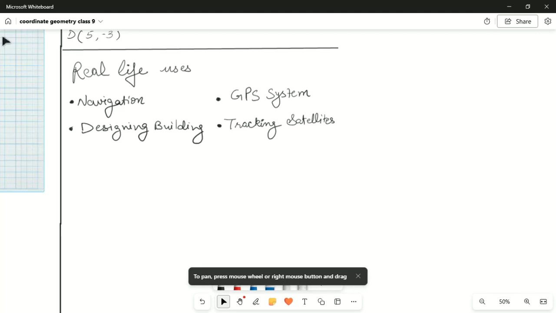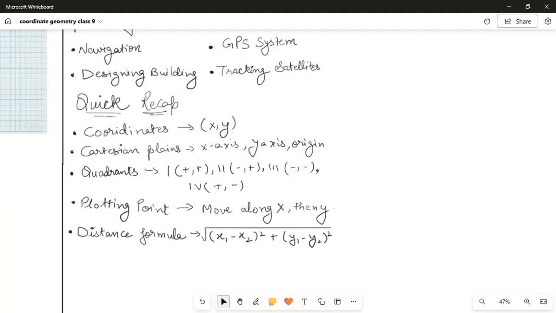Let's have a quick recap of what we have learned in today's video. Coordinate geometry helps us locate points using x, y coordinates. The Cartesian plane has an x-axis, y-axis, and an origin. The plane is divided into 4 quadrants with different sign rules. To plot a point, move along x first and then along y. The distance formula helps us find the length between 2 points.